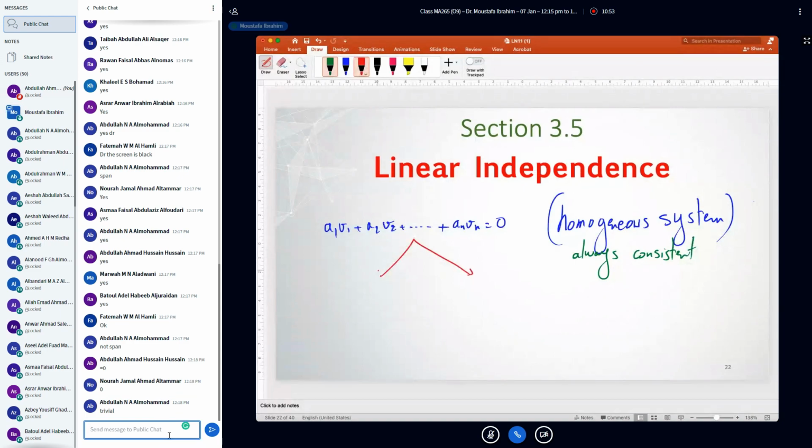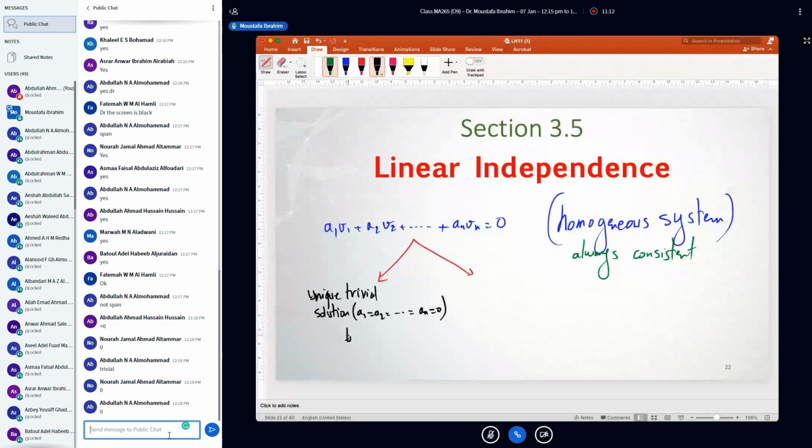We have either a unique trivial solution, which means they are all equal to 0. In this case, we say V1, V2, Vn is linearly independent in the vector space V.